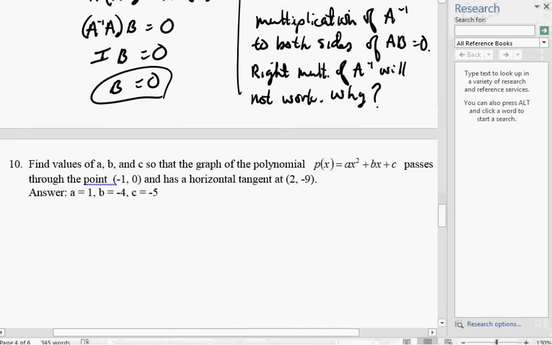Okay, number 10. Find values of A, B, and C so that the graph of the polynomial ax squared plus bx plus c passes through the point -1, 0 and has a horizontal tangent at 2, -9. Do you understand the problem? Can you see or depict the graph of the problem? That's important.